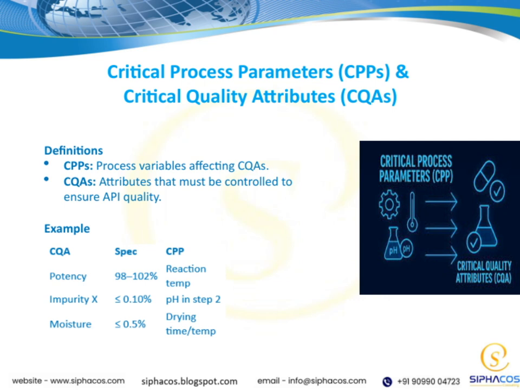To put this into perspective, imagine a manufacturing process as a recipe. The CPPs are like the ingredients and cooking conditions you can adjust: temperature, time, mixing speed, while the CQAs are the qualities you want to achieve, such as potency, purity, or stability. Understanding the relationship between CPPs and CQAs is crucial because it helps us identify what we need to control tightly to ensure consistent product quality. Now, let's look at an example to see how this works in practice.